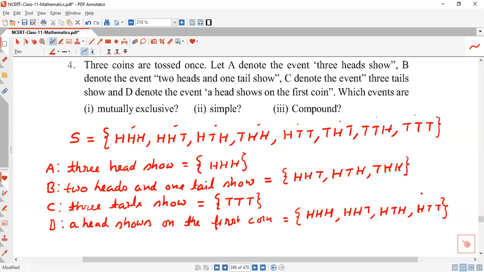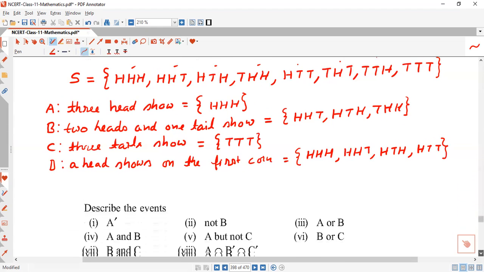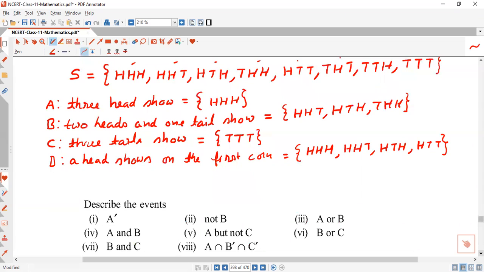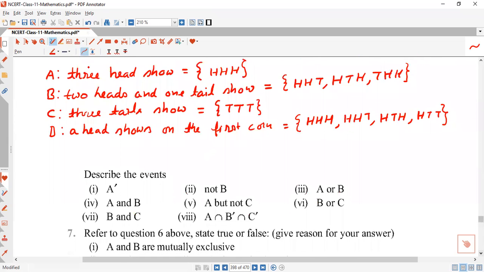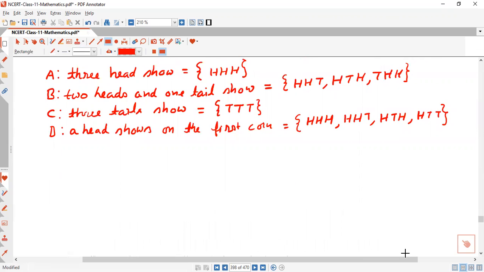Now, we want to find out which events are mutually exclusive. Events are mutually exclusive or not. The sample space has no meaning here. We need only the events, the 4 events A, B, C, D. So we just find the intersections.